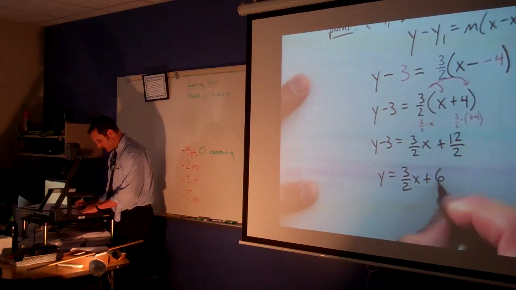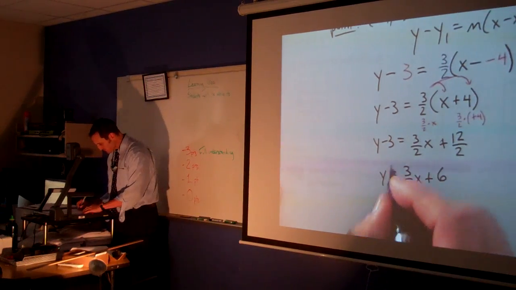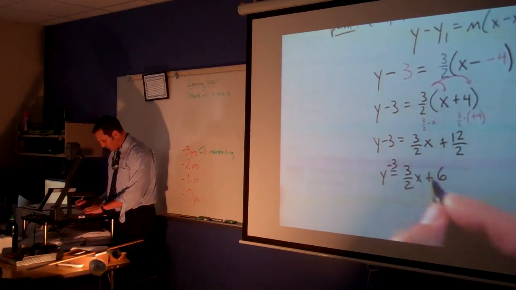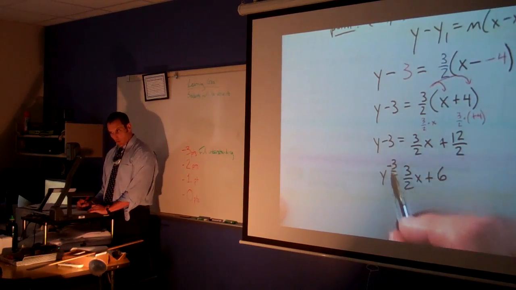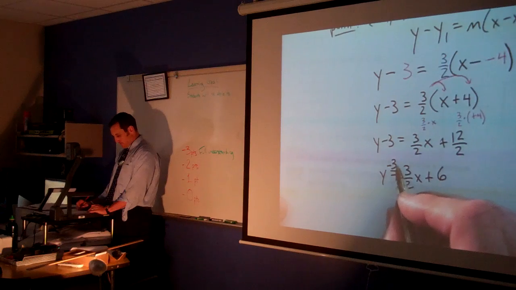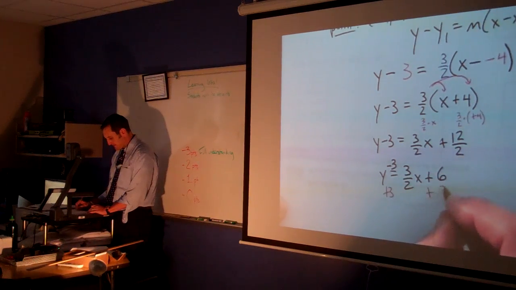2 is 6. Oh, I forgot the minus 3. So don't forget the minus 3. y minus 3. That's still a y minus 3. We have to get y by itself, so we add 3 to both sides.